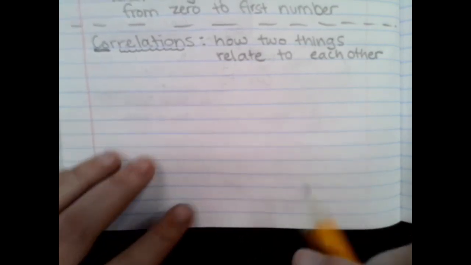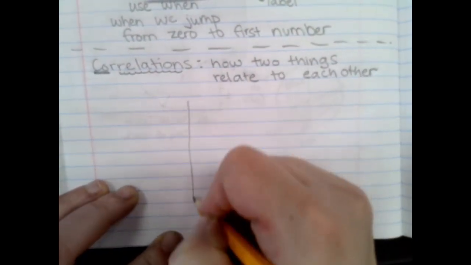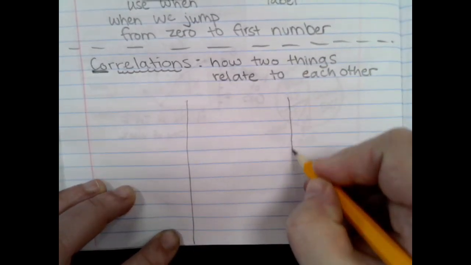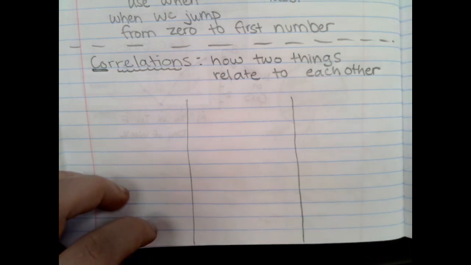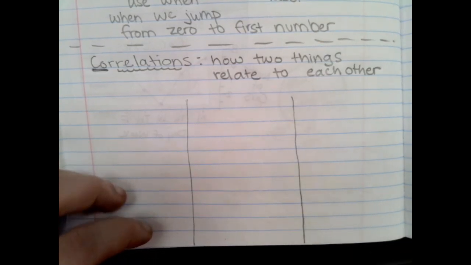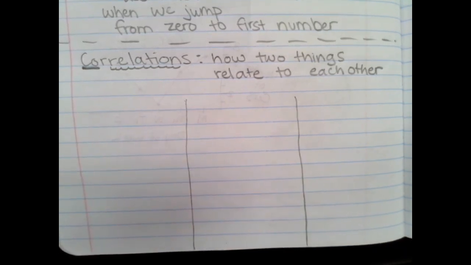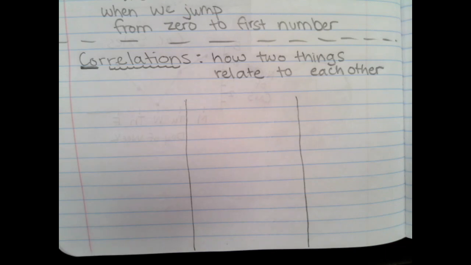All right, so I'm going to break this up. There's 3 different correlations. So I'm going to kind of draw some lines here. I'm going to draw 2 lines so that I have 3 spaces. So 1, 2, 3. All right, so we have a positive correlation.